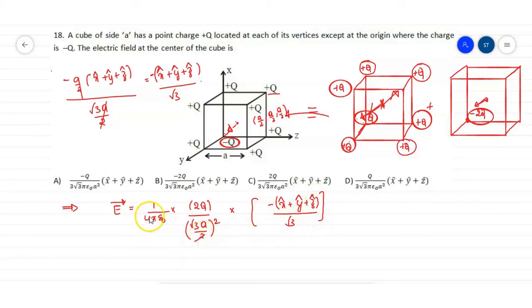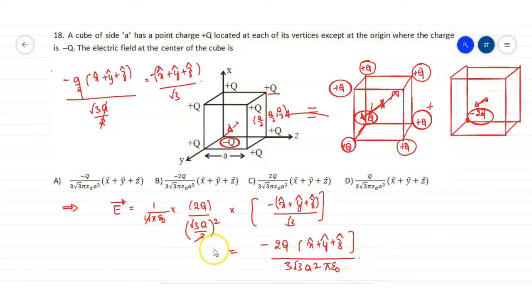So here the 2 square and 4 will cancel out. In the numerator it will be minus 2q into x cap plus y cap plus z cap, divided by root 3 square into a square, that will be 3a square into root 3, which will be 3 root 3 a square. Pi epsilon naught will be there.